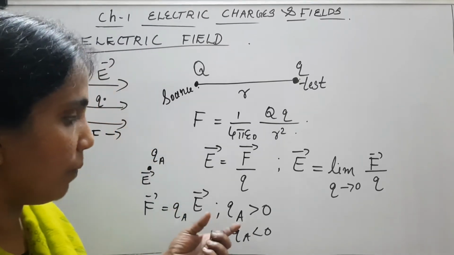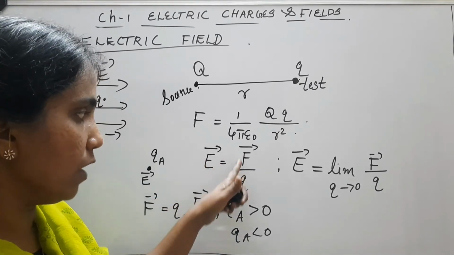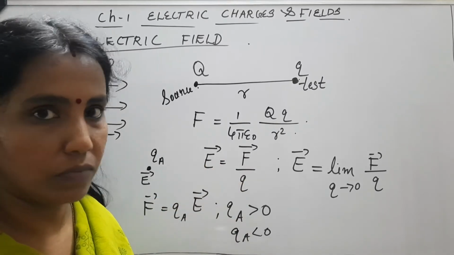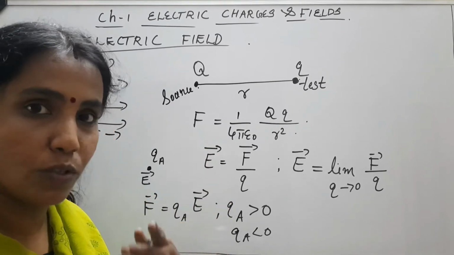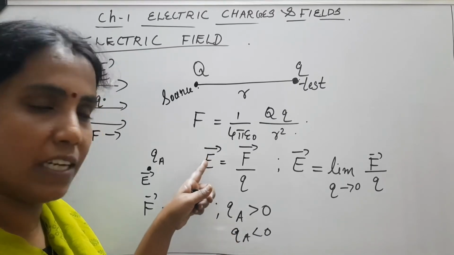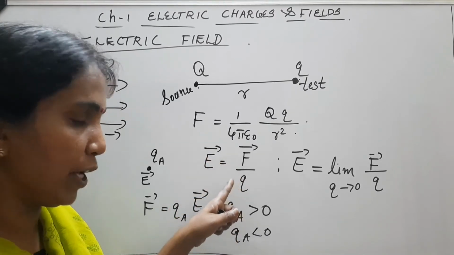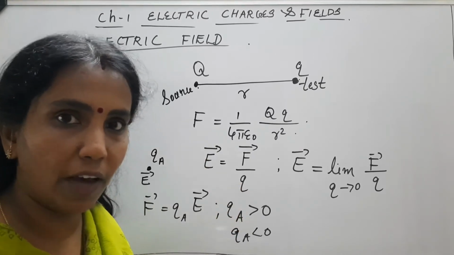Now, from the definition, one more thing we have to say: we have E is equal to F by Q. Actually, electric field is defined as the force experienced by a unit positive charge. So even if we write F by Q, this E is independent of Q. That's what we have to say.